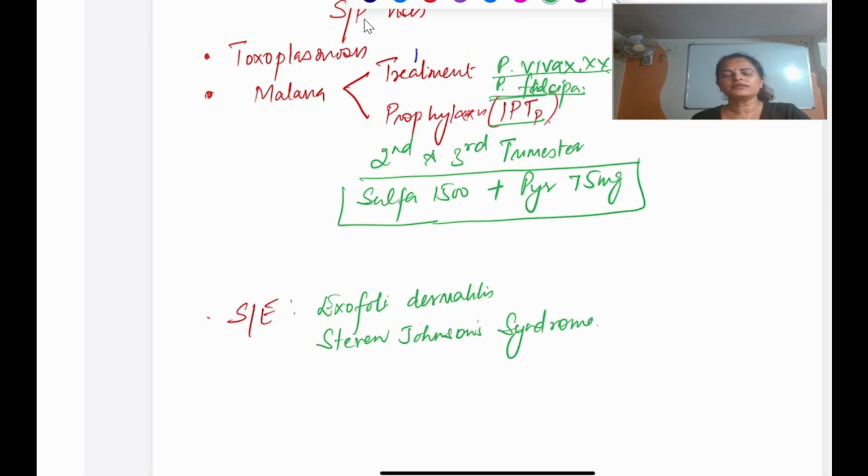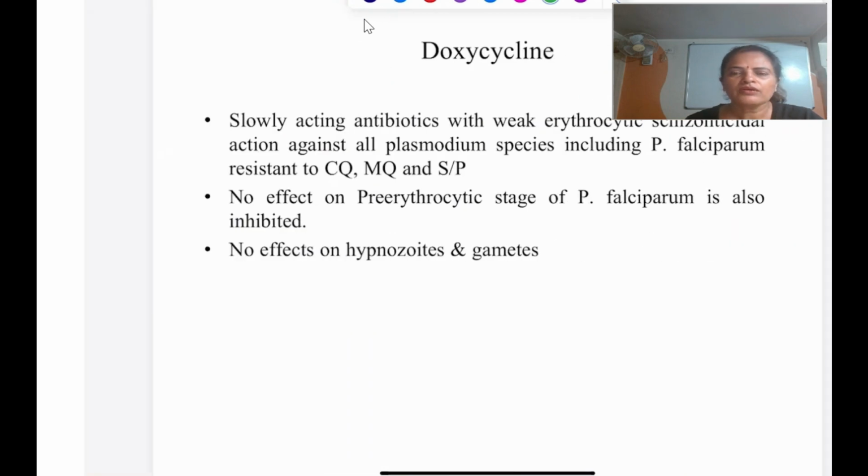So these are the important adverse effects with the sulfadoxine pyrimethamine combination. Another bacteriostatic drug is doxycycline.